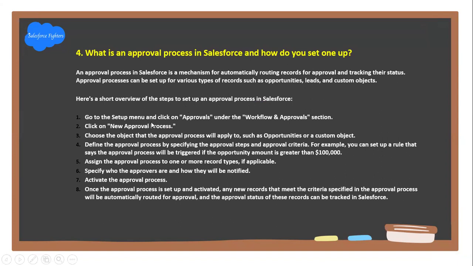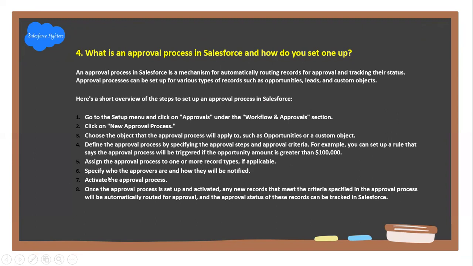Go to the Setup menu and click on Approvals under the Workflow and Approvals section. Click on New Approval Process. Choose the object that the approval process will apply to, such as Opportunity or a custom object. Define the approval process by specifying the approval steps and approval criteria. For example, you can set up a rule that says the approval process will be triggered if the opportunity amount is greater than 1 lakh.